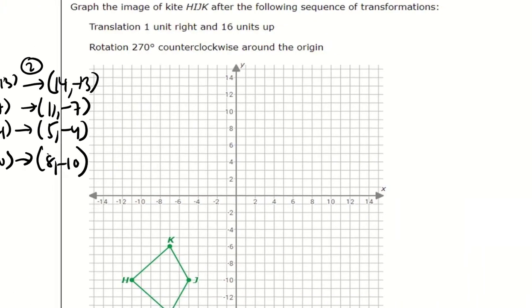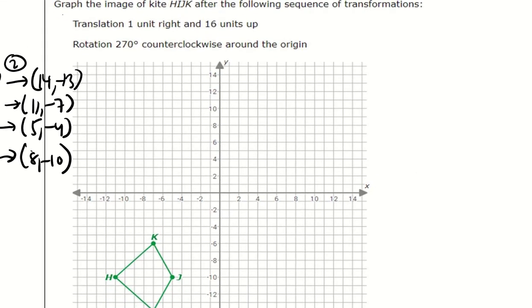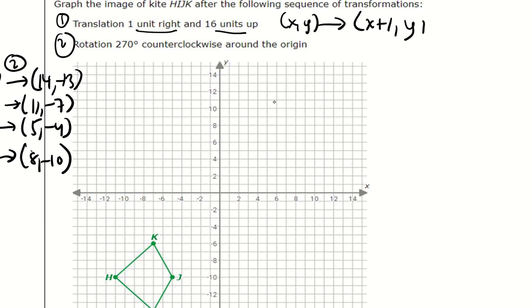All right, but just for the sake of time and the length of this video, I'm going to keep going. All right, so we got rule number 1, number 2. So the rule for this is you're going to take the coordinate and you're going 1 to the right. So that means you're going to add 1 to the x. You're going 16 up, so you're going to add 16 to the y. And in this rule, 270, you swap the x and the y positions, and then the new x position, the second coordinate, is going to have a negative.